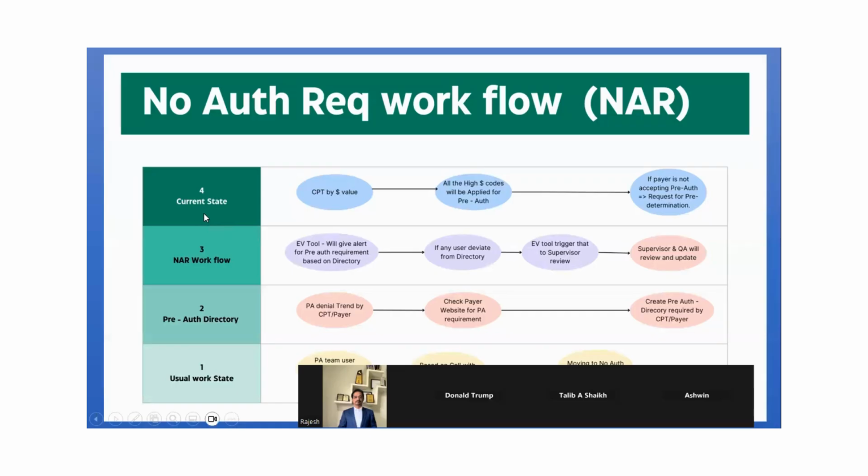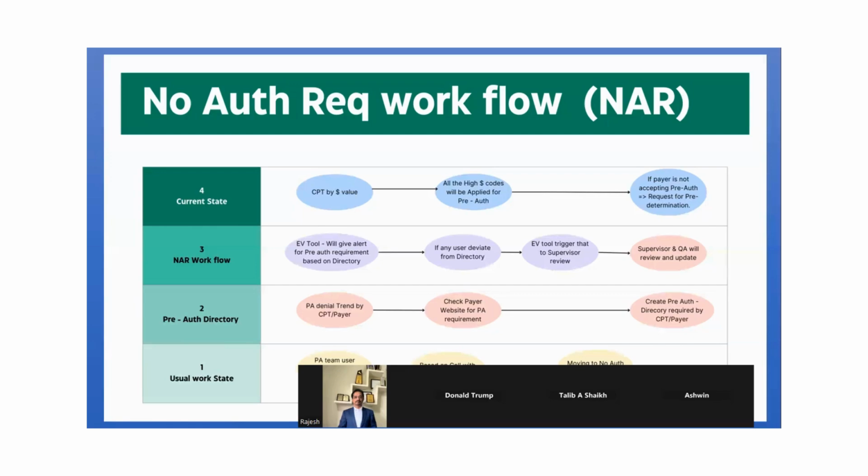In the fourth one, what is our current state? Where we can reach is CPT by dollar value. All the high dollar codes will be applied for pre-auth, right? If pre-auth is not accepted and requires a predetermination, there are two ways. One, I'll send all the documentation. If you don't want to give prior authorization, it's fine. There is a predetermination also. You can do it, or at least they will send a correspondence, right? This is one very effective work you can follow and you can see the results quickly.